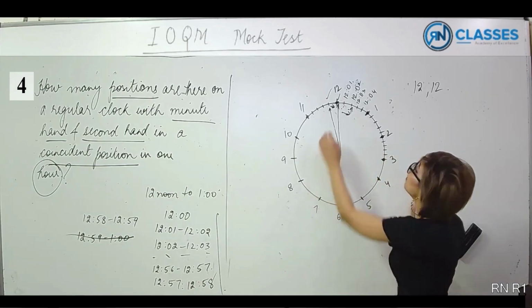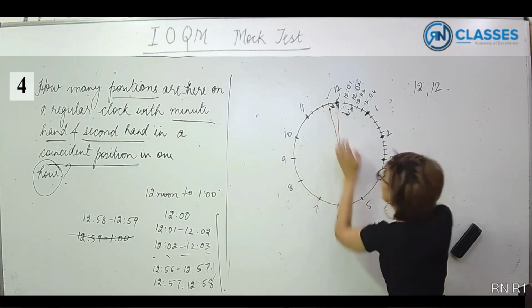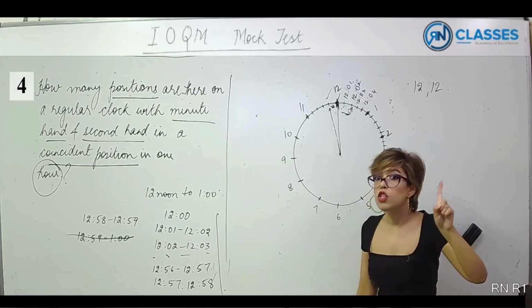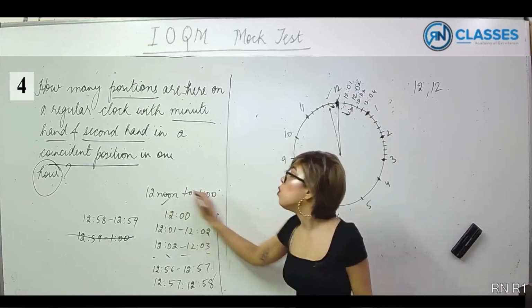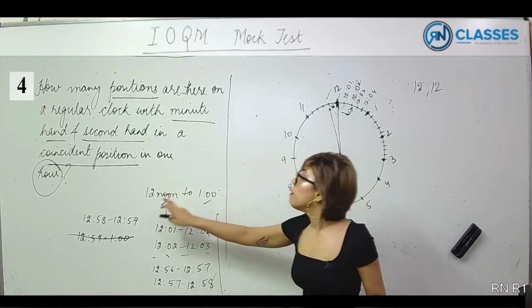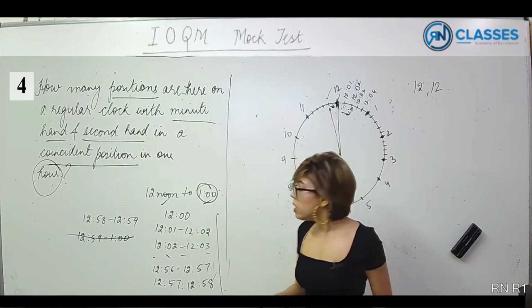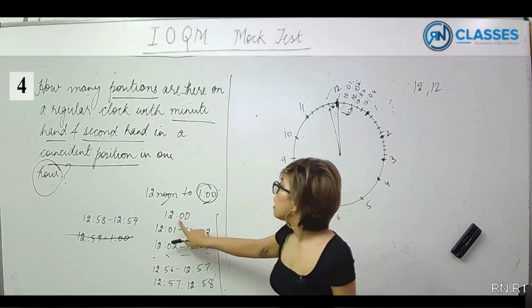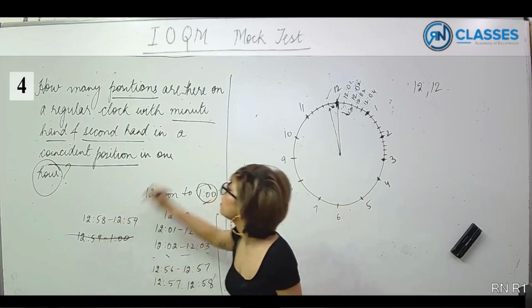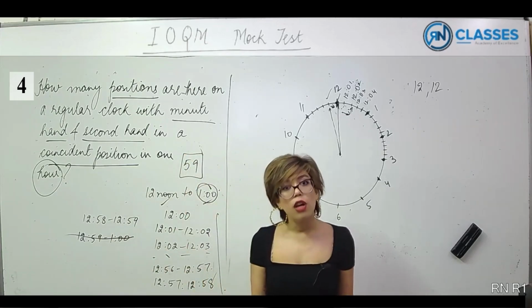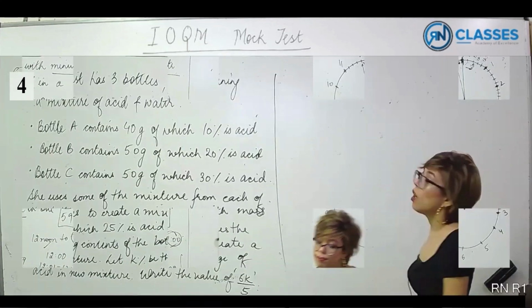Right? Because between this and this, actually they will coincide exactly at this point, but that will be for my next start, that is 1 o'clock. So it will not be counted from 12 to 1. Right? Because when we say 12 noon to 1, I do not include this time. Right? So how many positions? Obviously we are starting from 00 and we are going to 58. That is why the answer is 59. Or you start the clock, observe it, and you'll have the answer.